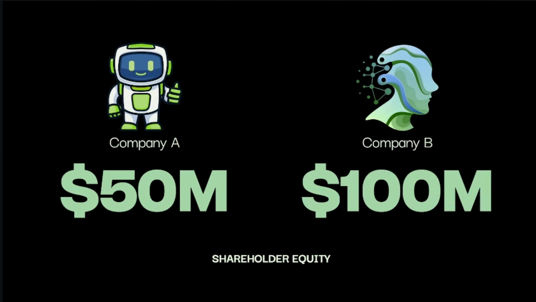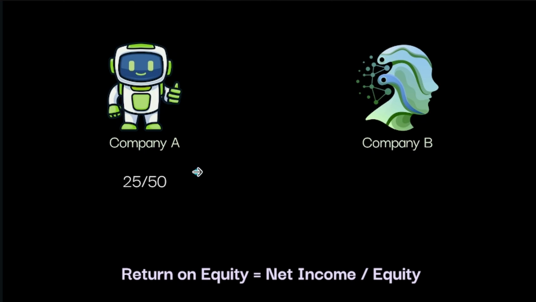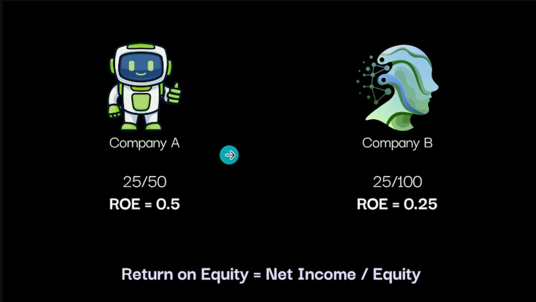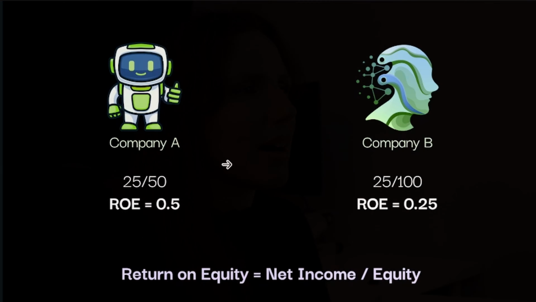The return on equity equation for Company A would be 25 over 50, because they have $25 million in income last quarter at $50 million worth of shareholder equity, which puts us at an ROE of 0.5, whereas Company B has an ROE of 0.25 because they have more shareholder equity. Just using the return on equity equation, it looks like Company A is the better investment, but there might be more for us to consider, so let's keep thinking about it.